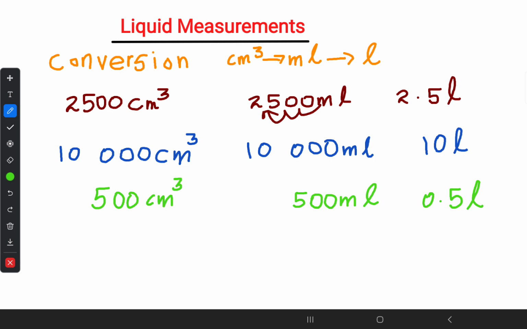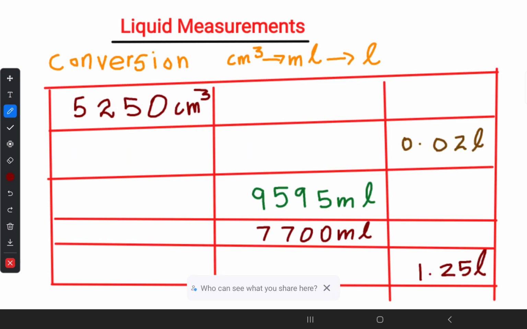We know everything individually. This is a combination of conversions from cubic centimeters to milliliters to liters. So this is the way you should work on it. You should have the basics clear. Thereafter, you can do the multiplication or division according to the instance. So the first one, 5250 cubic centimeters. In milliliters also the same, 5250 milliliters. In liters, it should be divided by 1000. So the decimal moves left. It would be 5.25 liters.